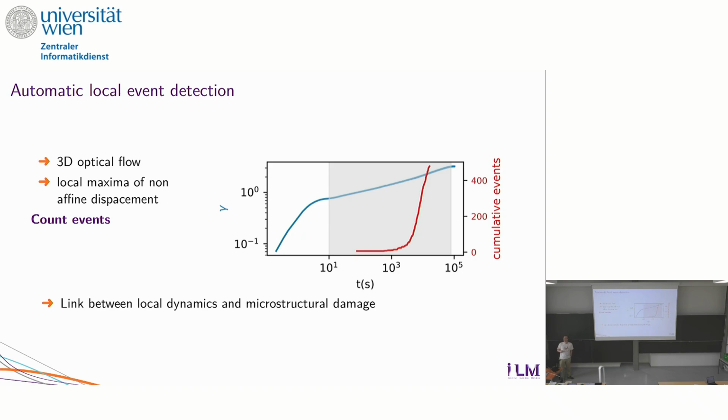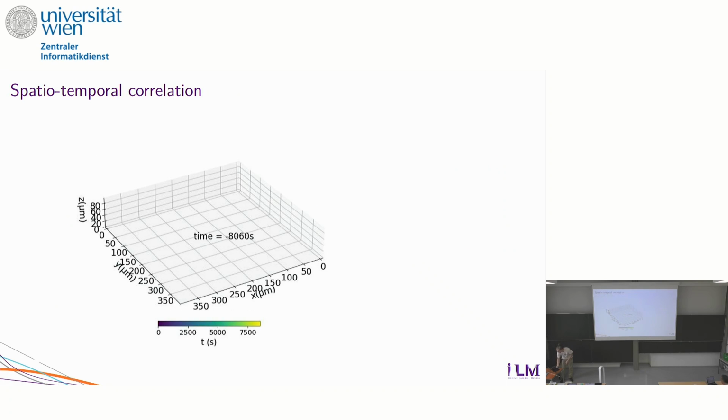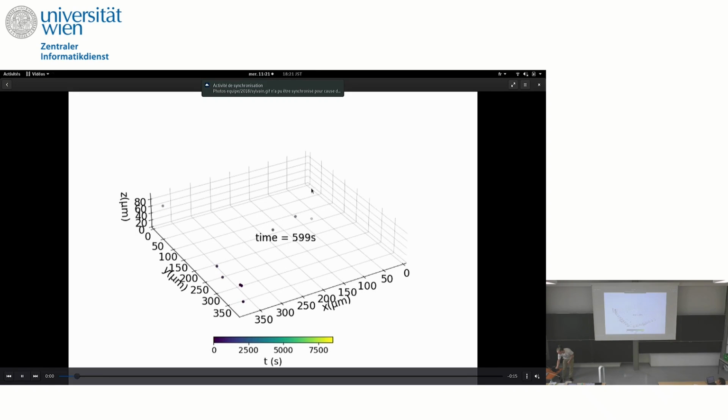Yes? The cumulative events are on a linear scale and the strain on the log scale. If you put the cumulative events on a log scale as well, does it follow the same slope as the strain? Good question. Maybe, and maybe with the movie I will show you in the next slide, I would say it's not completely relevant. Okay. Yes, the movie.